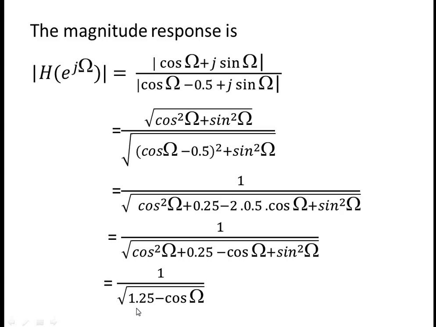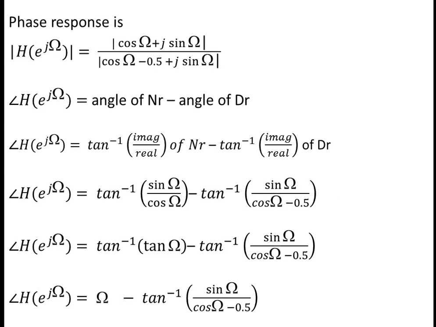So at last we will get the value as 1 over the square root of 1.25 minus cos omega. This is the magnitude response for the given system function. Now we'll move on to the representation of the phase response.